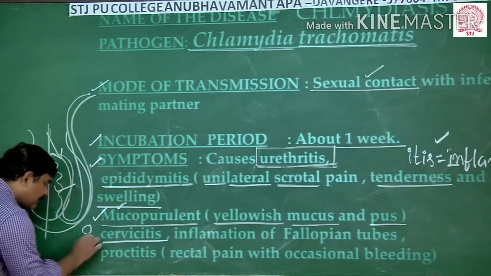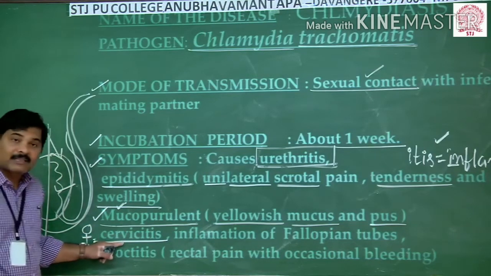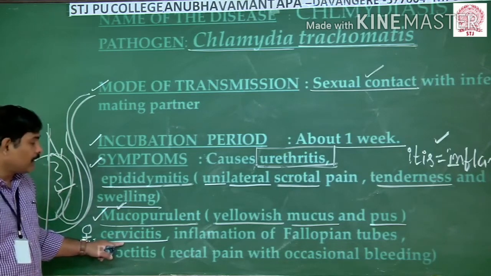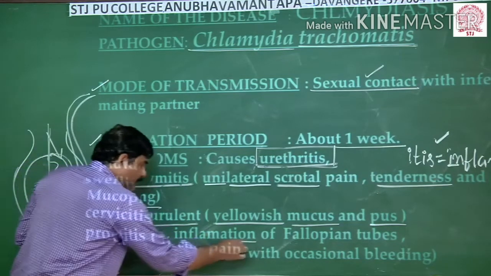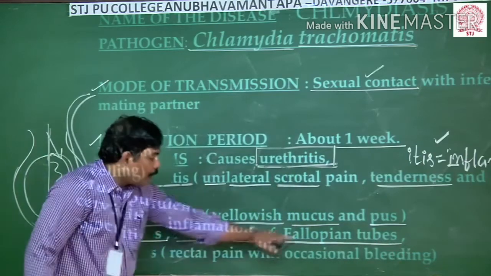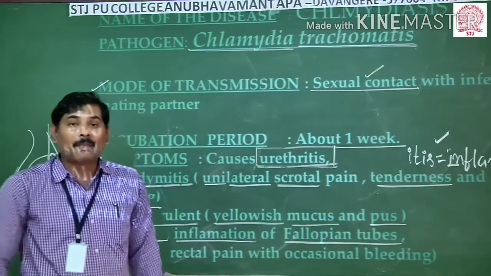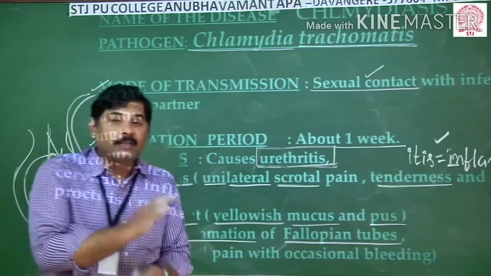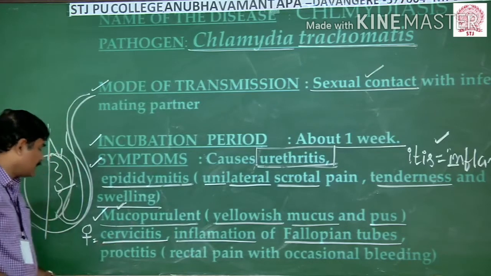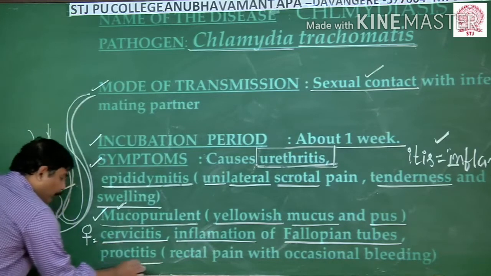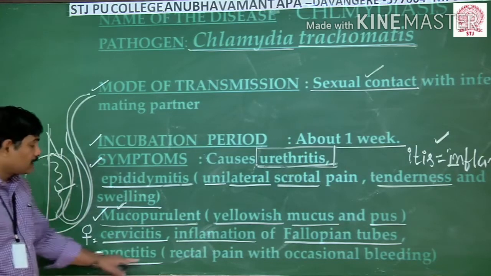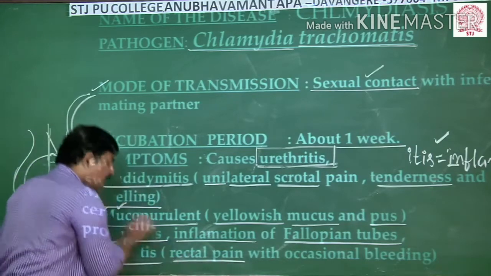Thereafter, cervicitis. This is present only in the female because the cervix is a part of the female reproductive system. Inflammation in the cervix will be seen. Thereafter, inflammation of the fallopian tubes. Even the fallopian tubes are parts of the female reproductive system. Inflammation in the fallopian tube and inflammation in the cervix will be noticed. Thereafter, proctitis is another symptom that will develop. In this case, rectal pain is noticed.